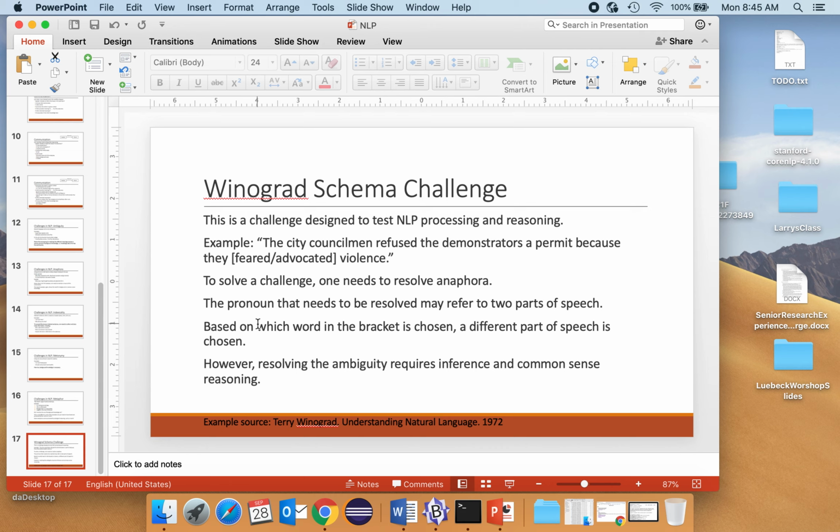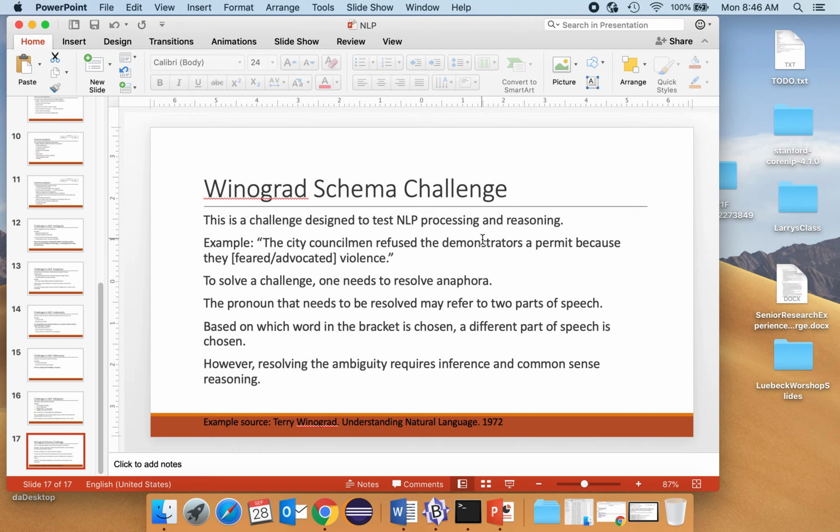So here's an example that was actually given in Terry's book. The city councilmen refused the demonstrators a permit because they feared violence, or advocated violence. The challenge here is it's the same words, except in one sentence you use the word feared, and in the other you use a different word, advocated, and they're typically not synonyms. Many times they're antonyms. In order to solve this, we clearly need to resolve anaphora. So what does they mean? Is it the city councilmen or is it the demonstrators?